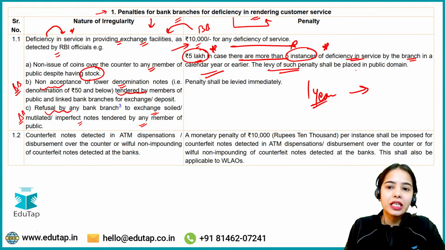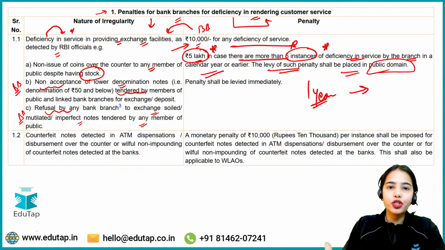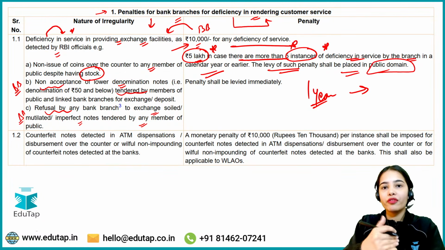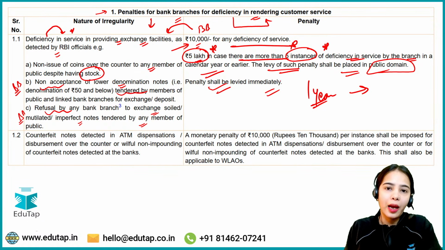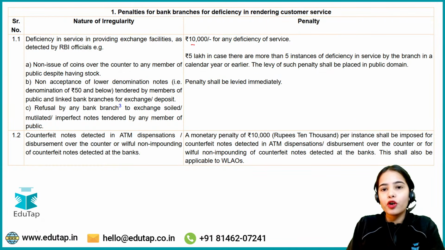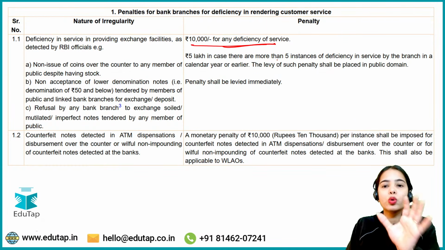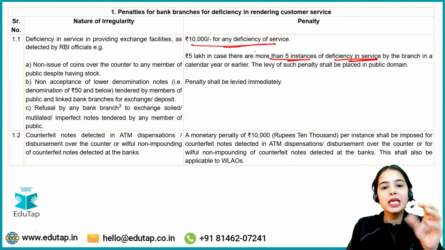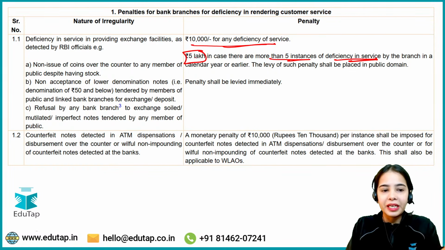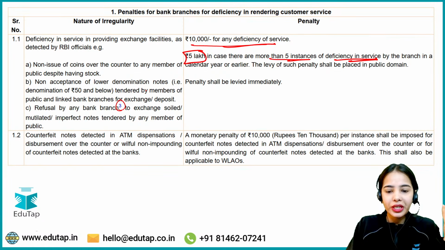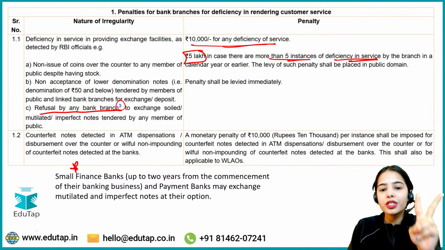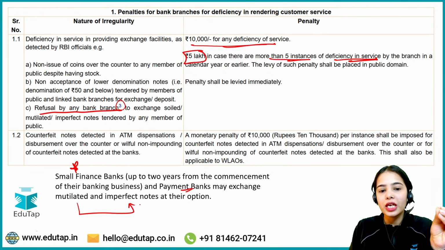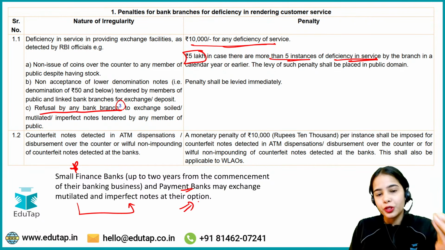The levy of such penalties shall be placed in the public domain. That means the public should be aware of which banks or which bank branches have been penalized. Penalty shall be levied on an immediate basis. So 10,000 rupees for any deficiency of service, but if there are more than 5 instances of deficiency in service, then 5 lakh rupees will be the penalty. Okay. Now here you can see point 3. Refusal by any bank branch, except the small finance banks up to 2 years from the commencement of their banking business, and the payment banks, they may exchange mutilated or imperfect notes at their option. So that is the idea.